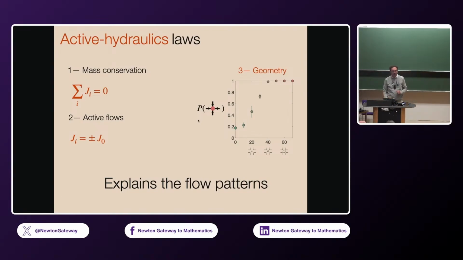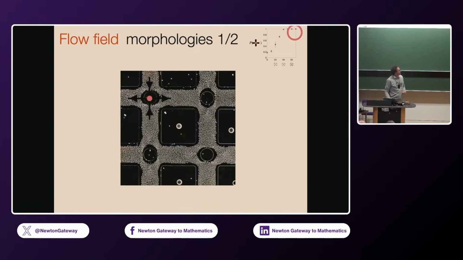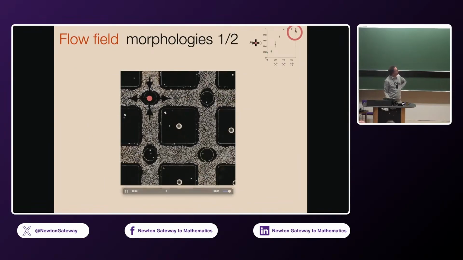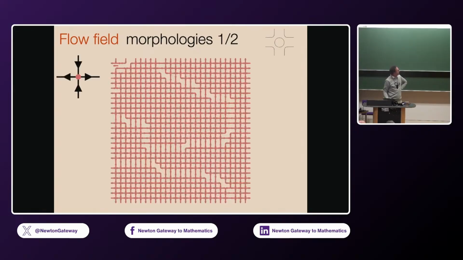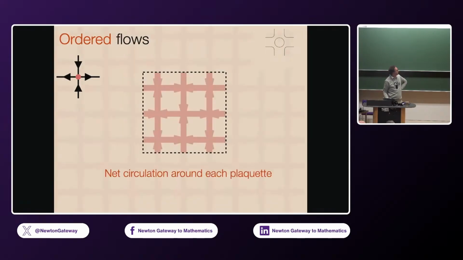So first let me clarify what I mean by flow patterns. Let me show you first experiments performed in this channel where we have big splitters. You can measure the flow field everywhere. It looks random, but it is not. If you take a closer look here, you would see that around each plaquette, you have a net circulation of fluid, and the circulation alternates. So basically, you have a local antiferromagnetic order.